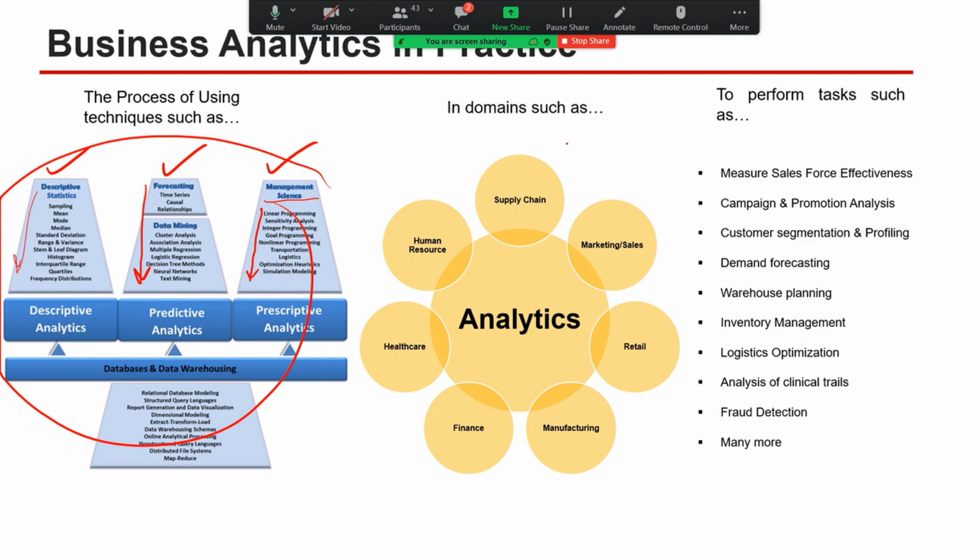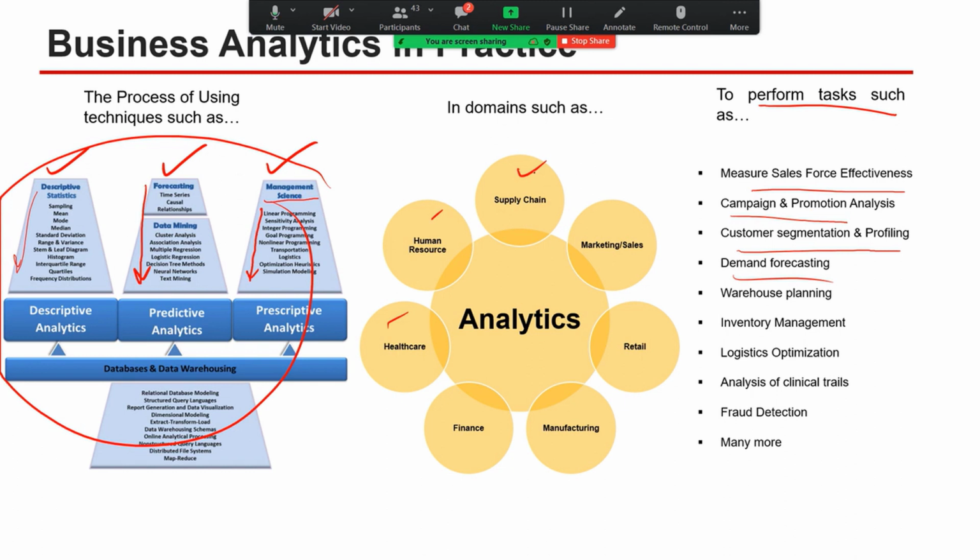So in the domain of supply chain or HR or healthcare or finance, we can apply analytics in every domain to perform certain tasks. Whether we want to measure sales effectiveness, analyze campaigns and promotions, segment the customers from a marketing perspective, or predict the forecast, depending upon the particular task, we are going to pick a particular analytical technique.